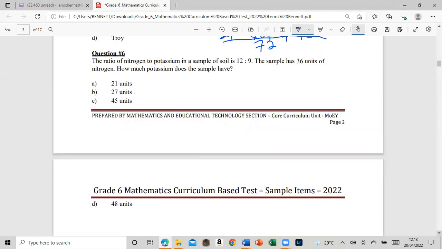Again, guys, you're encouraged to try the question. The ratio of nitrogen to potassium in a sample of soil is 12 to 9. The sample has 36 units of nitrogen. How much potassium does the sample have?